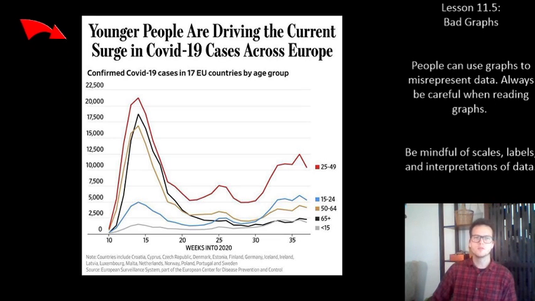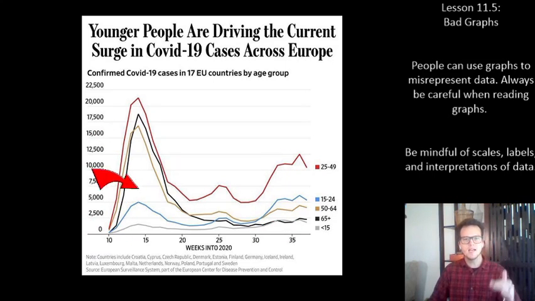All right, here's an important one. This one, they make a conclusion here. Younger people are driving the current surge in COVID-19 cases across Europe. It looks like on the y-axis here, number of cases, and then we have all these different lines for the different age groups. The red is the 25 to 49, this blue is 15 to 24, etc. You can see what's going on. They all look like they kind of follow the same pattern. It's like not very many at all, then boom, we had a ton, and then it went down, and it's kind of creeping up again. Even this little hump right here, they all seem to kind of have that.